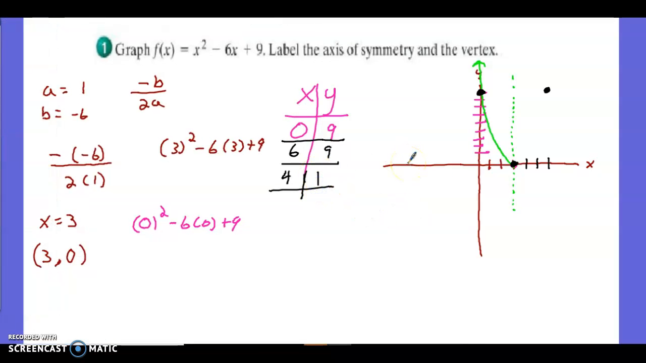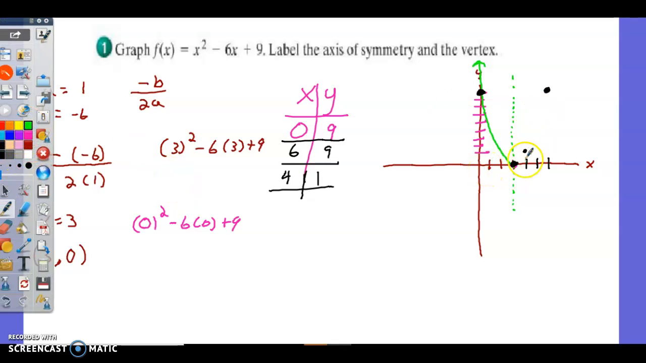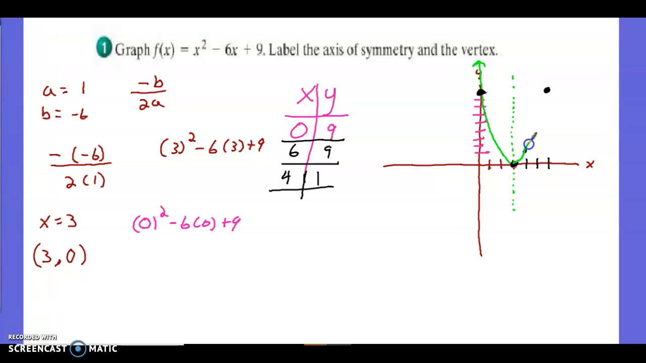So if I plot that point, 4, 1, 1, 2, 3, 4, up to 1, we just have to make sure that our graph goes through that point as well. So I'm going to draw this half of the graph going through those points. And that is what the graph would look like of x squared minus 6x plus 9. We have our vertex down here. This is our axis of symmetry. And it's going through a point on the left, a point on the right. And those are the main things that I'm looking for to see if you understand this concept.